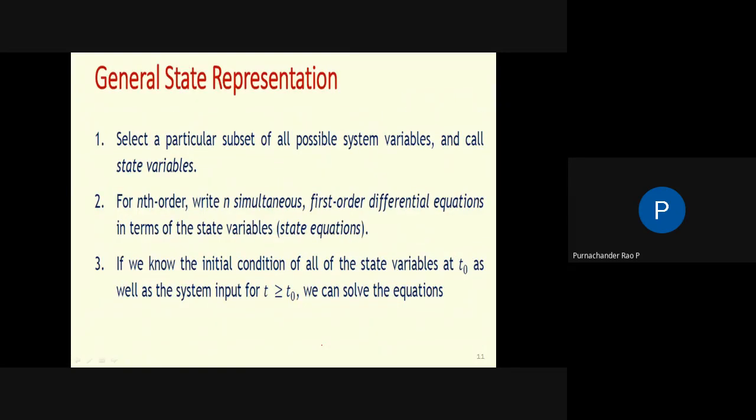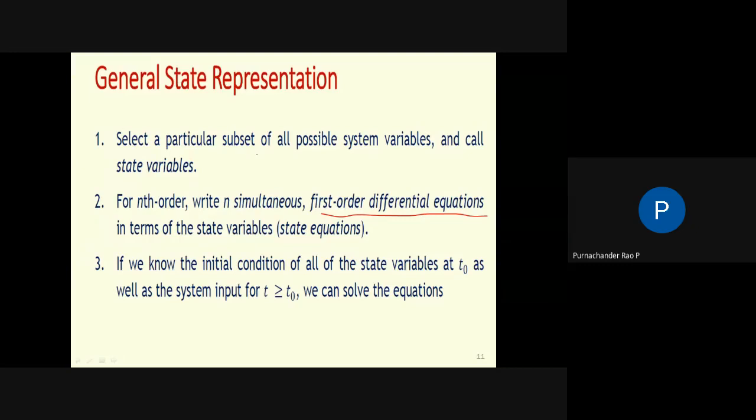Now, how do we represent the state space equations? Select a particular subset of all possible system variables. We call them state variables. And for an nth order system, write the n simultaneous first order differential equations. We have to write only first order differential equations. In terms of state variables, we call it a state equation. We'll see how to write all this.